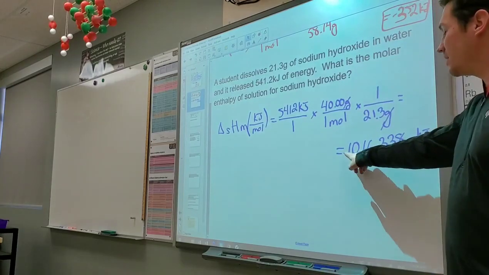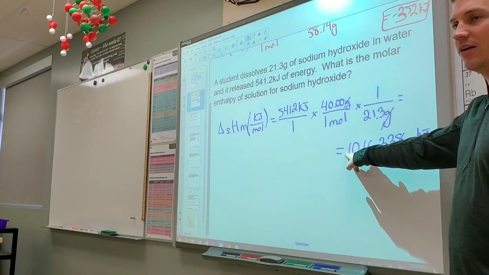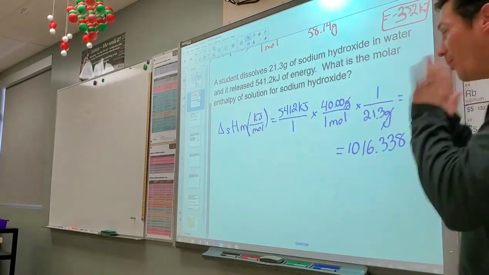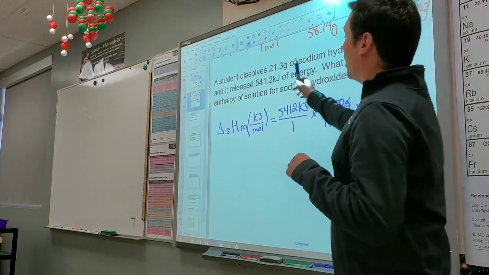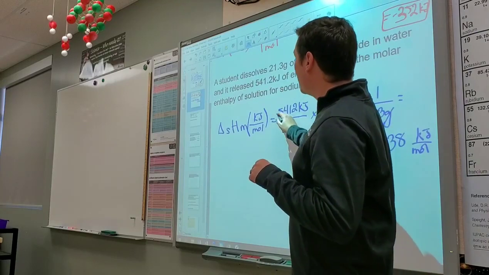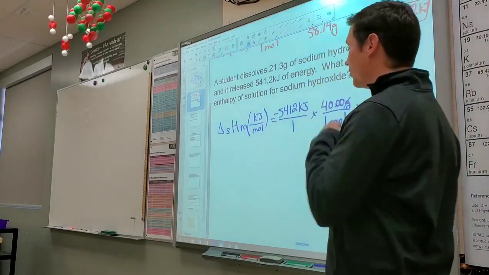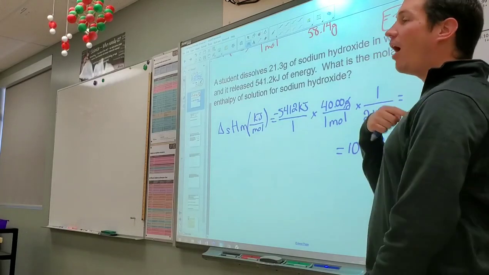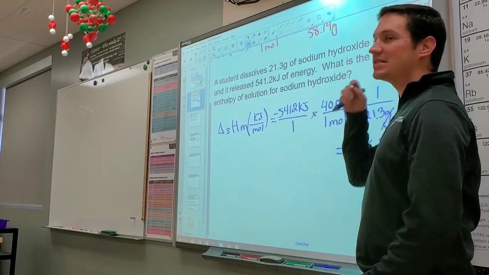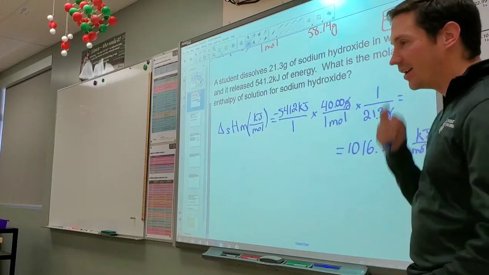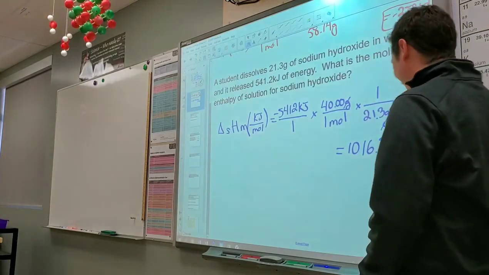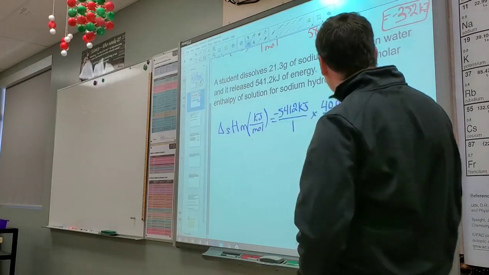What is the sign on your molar enthalpy right now? It's a positive. Okay, let's go back to the beginning of the question. A student dissolves blah blah blah in water and it released this much. That means negative 541. I don't know if you noticed, but I waited a long time after I wrote this value down because I wanted to see if anybody was going to catch that. And nobody caught it, and that's fine because we're learning right now. You're not experts. So this is negative something.